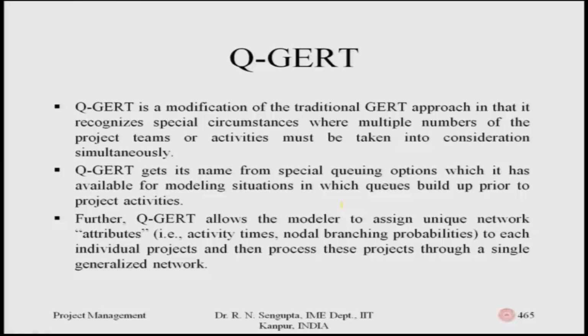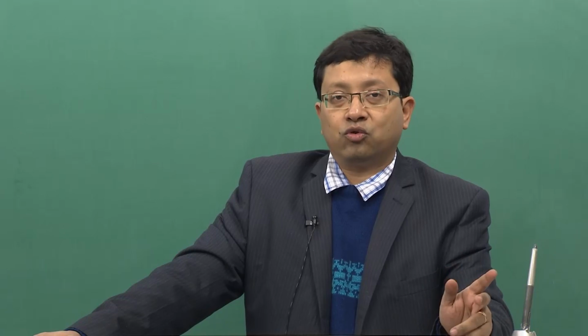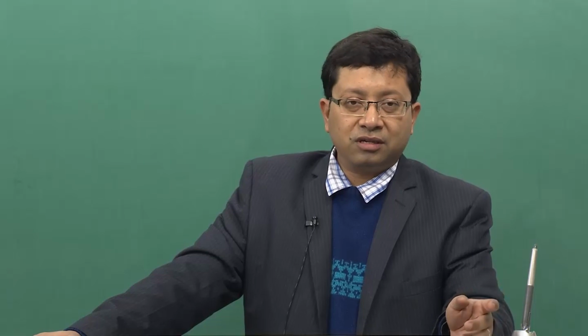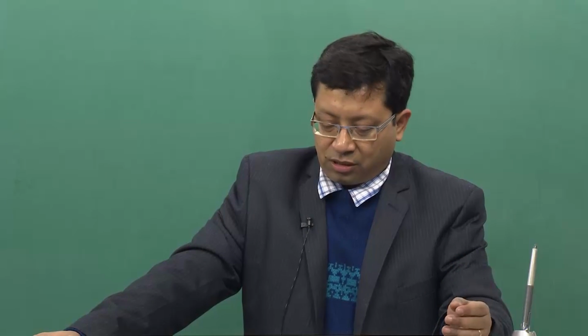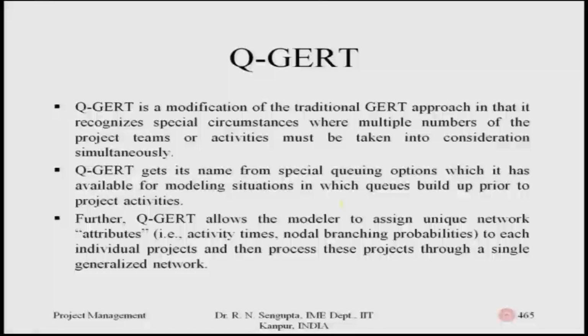Further, Q-GERT allows the modeler to assign unique network attributes, such as activity time, which was one important factor in GERT, probability, and nodal branching probabilities. If you reach a node, there would be branching probabilities for going from node 1 to node 2, which would be there in GERT, but it would be more complicated in Q-GERT considering that the concept of queuing is also coming into the picture. So, these attributes, again I am reading, activity times and nodal branching probabilities, are assigned to each individual project, and then these projects are processed through a single generalized network, such that you are trying to bring an equivalent form of all the complicated networks in front of you.